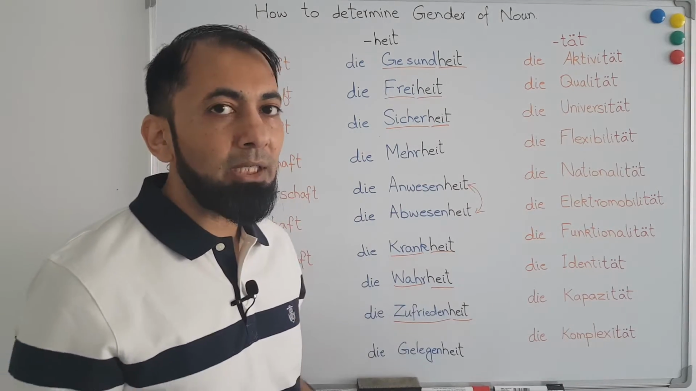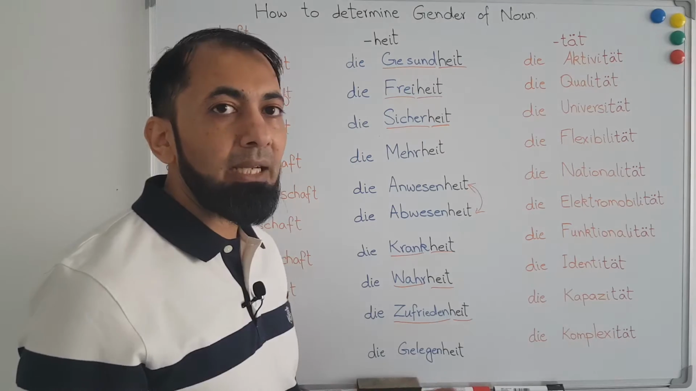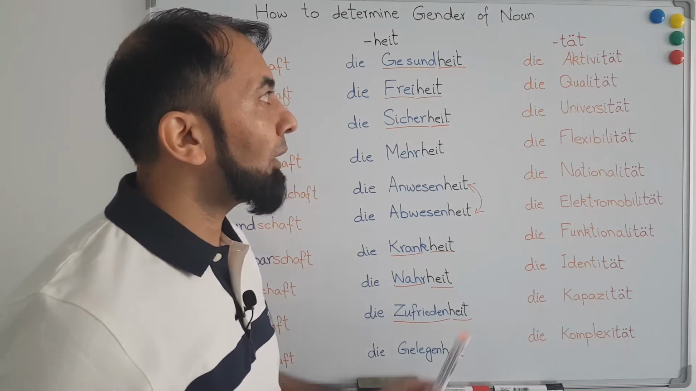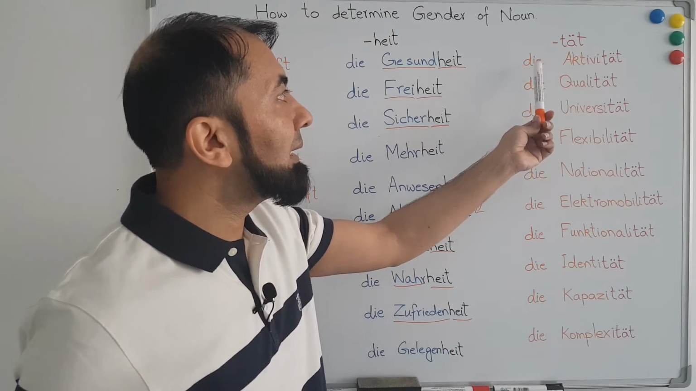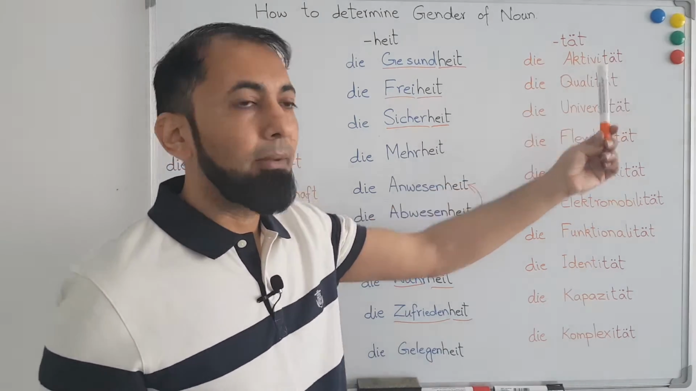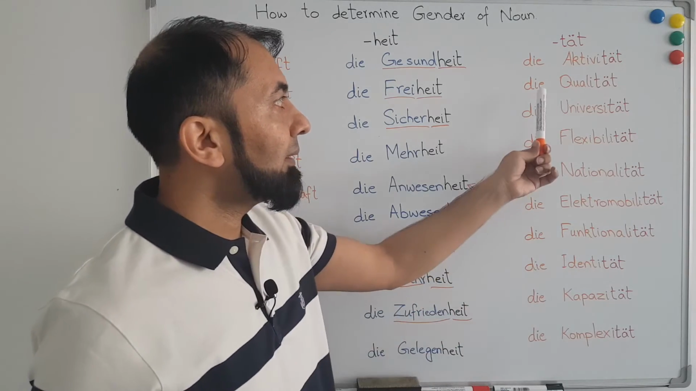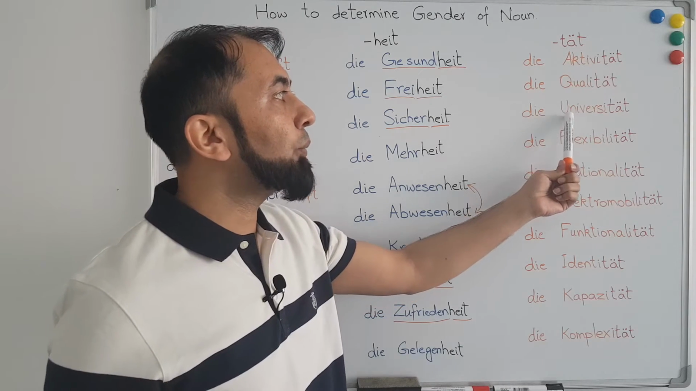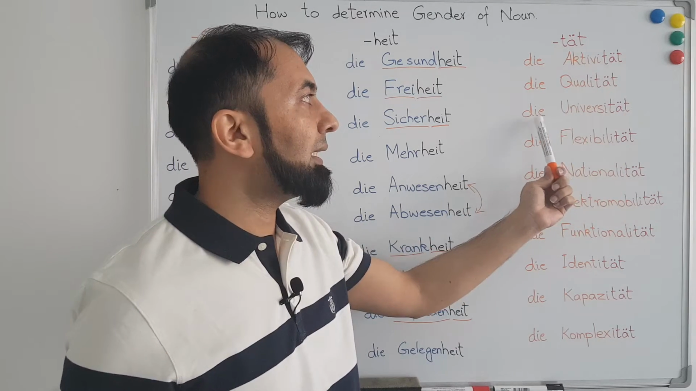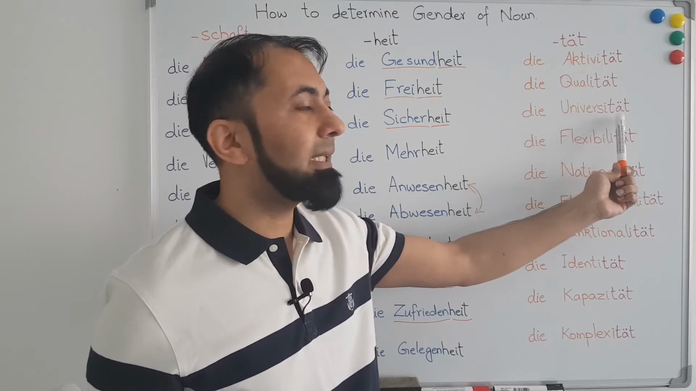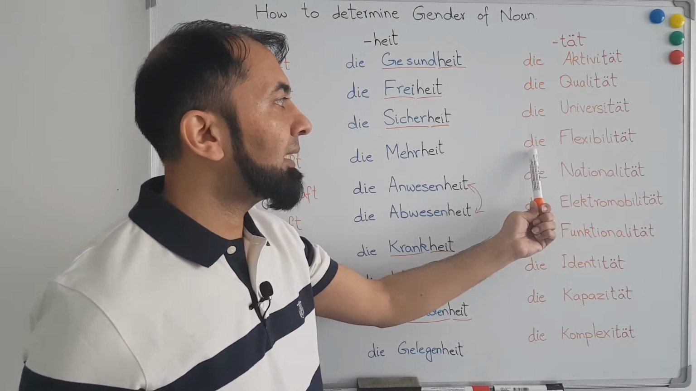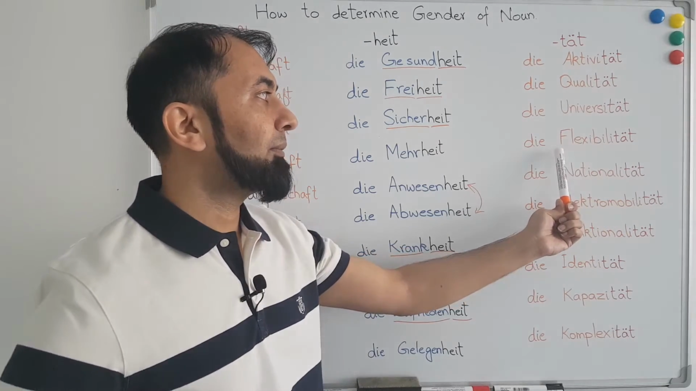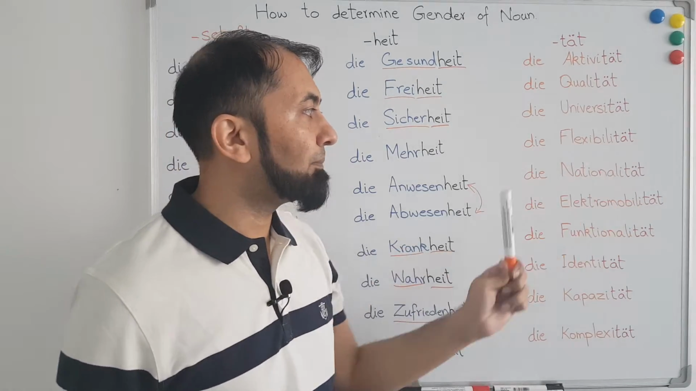Now let's move to the next hint or next suffix, which is -ität. And all those German nouns which have the suffix -ität, they also are feminine nouns and they have the article die. Now the first example is die Aktivität, the activity. Die Qualität, the quality. Die Universität, university. Die Flexibilität, which means flexibility.